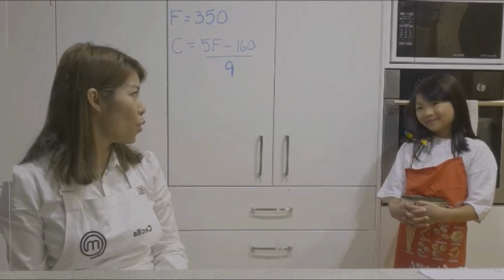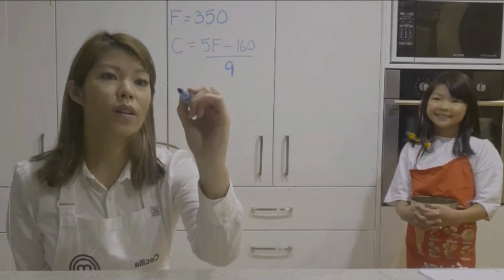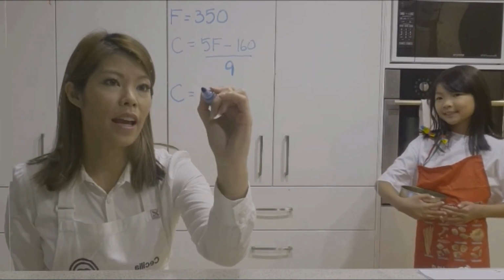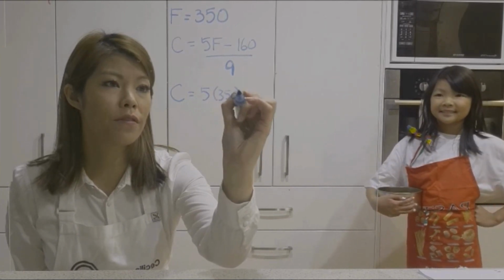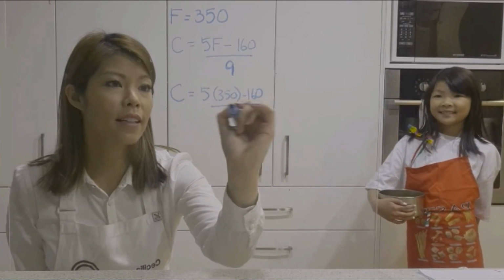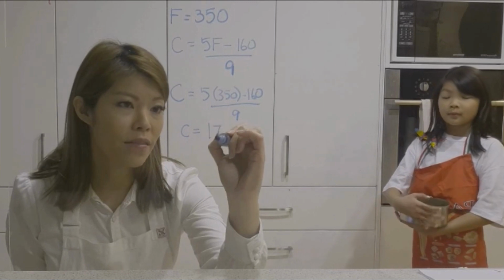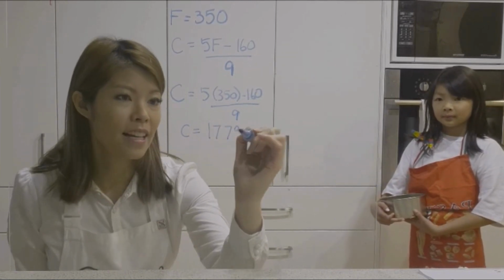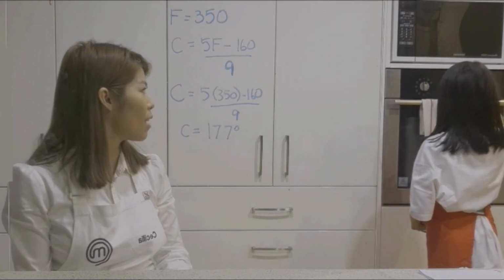And whenever you use formulas, all you have to do is substitute the value you want. So we want F to be 350. So we put 350 where F is and write the formula exactly as is. And our calculator says 177 degrees. So you can turn the oven to 177 degrees Celsius, Ella.